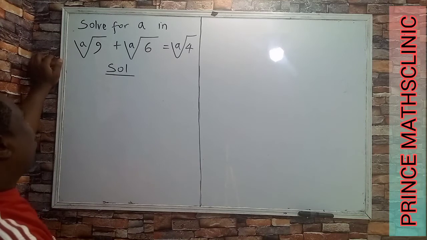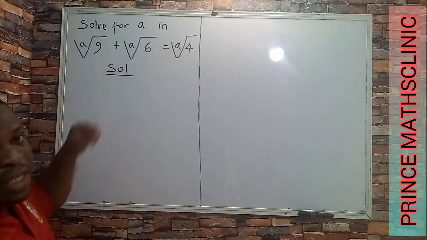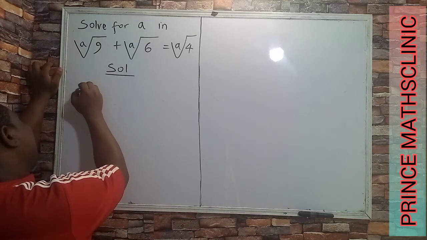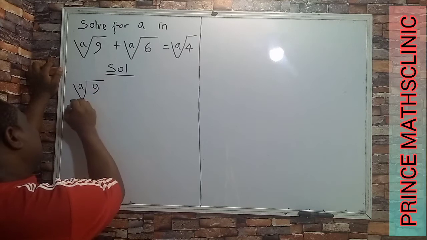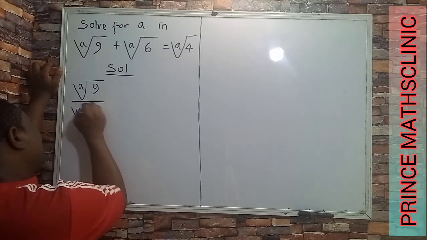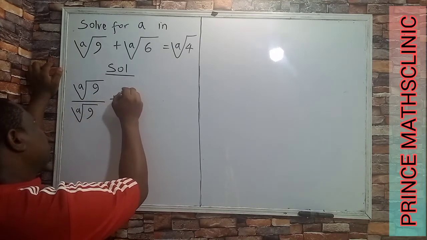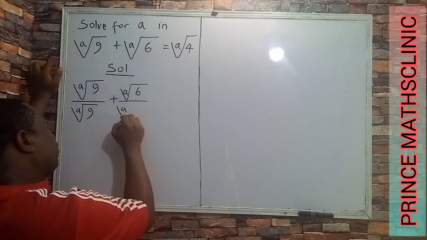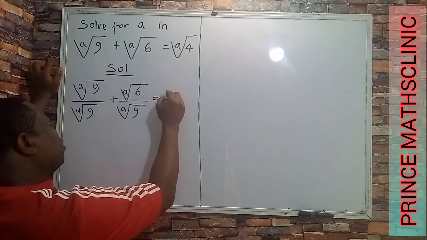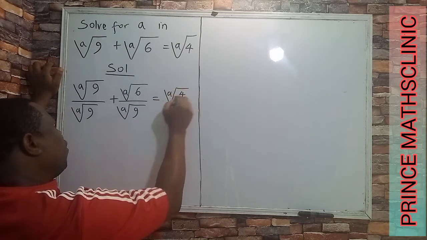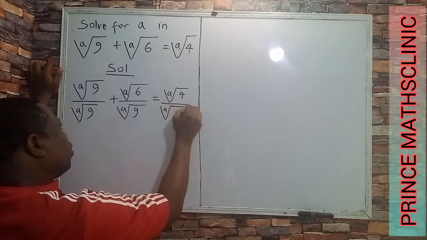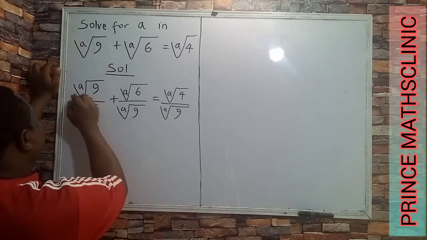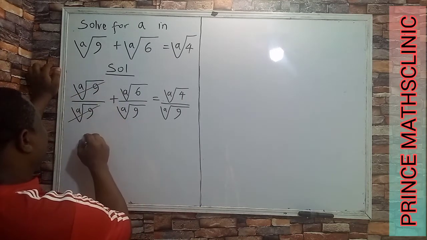Now we are going to divide all the terms here by the a root of 9. Therefore, I will have the a root of 9 divided by the a root of 9, plus the a root of 6 over the a root of 9, equal to the a root of 4 divided by the a root of 9. So all the terms here have been divided by the a root of 9. And I know that the a root of 9 cancels out the a root of 9, I will have 1.